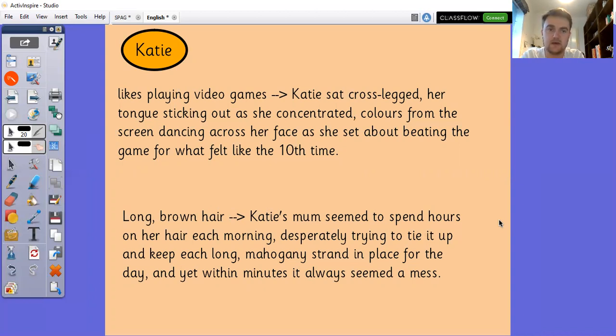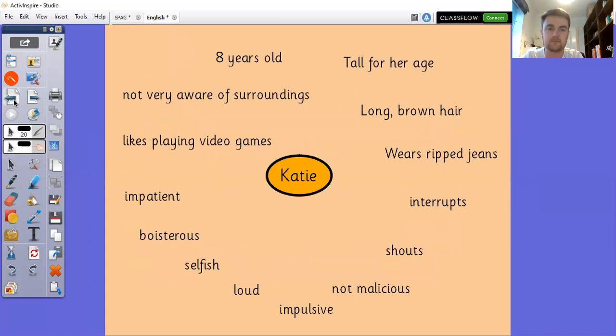We know that Katie by herself isn't someone who is worried about her hair. She doesn't spend the whole day making sure that it's perfect and neat and things like that. It is a bit scruffy, and that goes back to these sorts of characteristics of her. She's a bit boisterous. It's almost linked into the wears ripped jeans as well, because we know that sometimes maybe she doesn't care about what she looks like. She doesn't necessarily take that care.